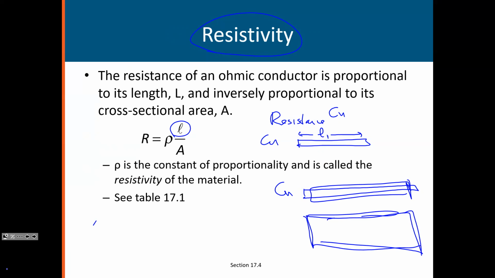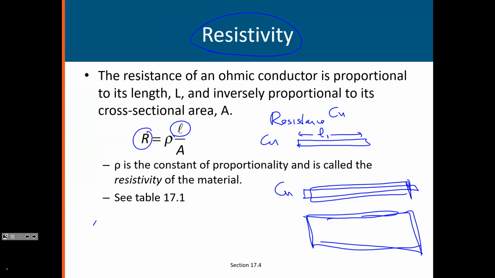Decrease, because it has more area for the charges to flow. The charges are now going through a bigger area, so more of them can cross at the same time compared to the thin one. So the resistance will decrease.